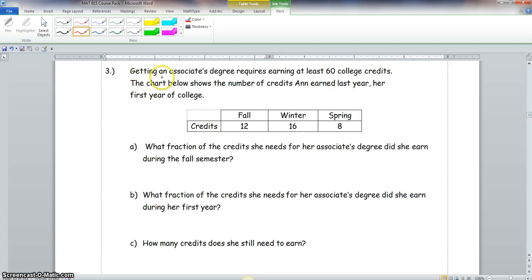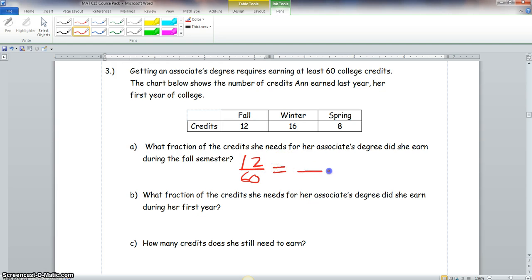Now we go to number 3. It says getting an associate's degree requires earning at least 60 college credits. The chart below shows the number of credits Anne earned last year, her first year of college. Okay, what fraction of the credits she needs for her associate's degree did she earn during the fall semester? Now, first of all, the total amount of credits she needs is 60. And what she earned in the fall was 12.